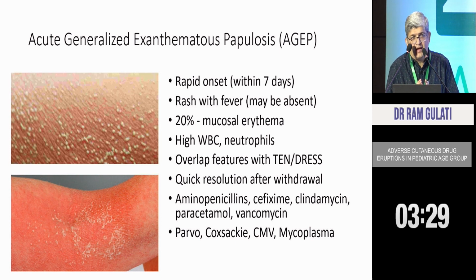So it happens so rapidly that the child's body is completely filled up with hundreds of thousands of pustules on an erythematous background. Usually what you need is a quick withdrawal of the drug and the rash starts settling very, very quickly. Most commonly you see it with aminopenicillins like amoxicillin and ampicillin, but cephalosporins, clindamycin, paracetamol have been implicated as well. And in children, it is not just the drugs, but viral infections like parvovirus, Coxsackie, CMV, and mycoplasma can lead to AGEP as well.